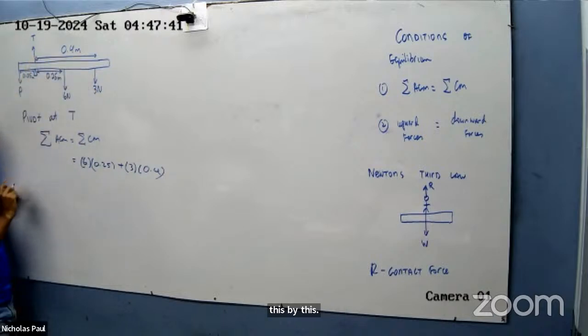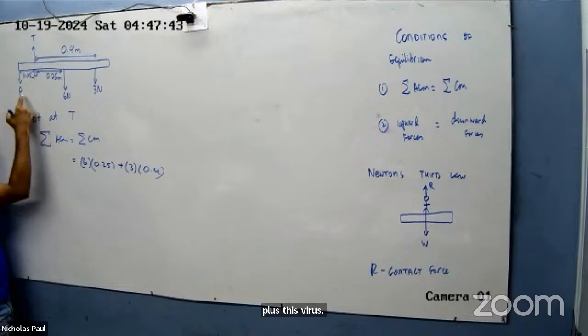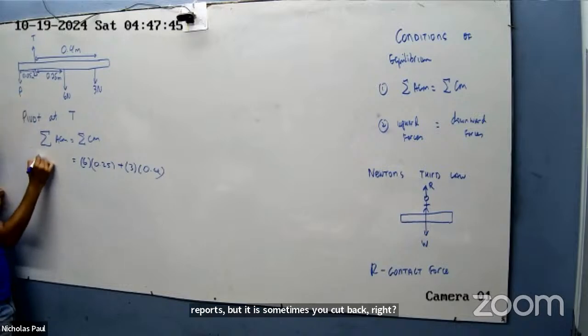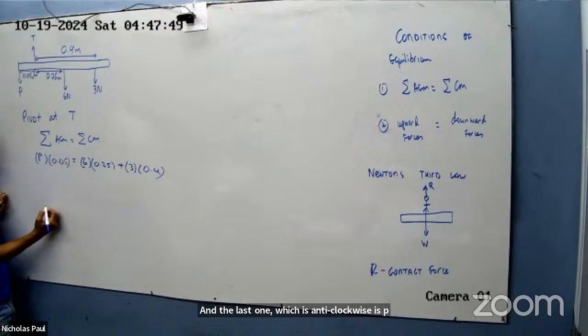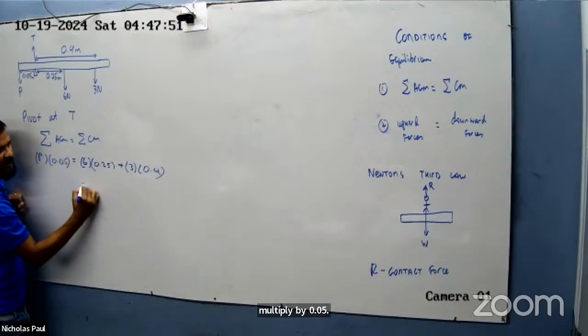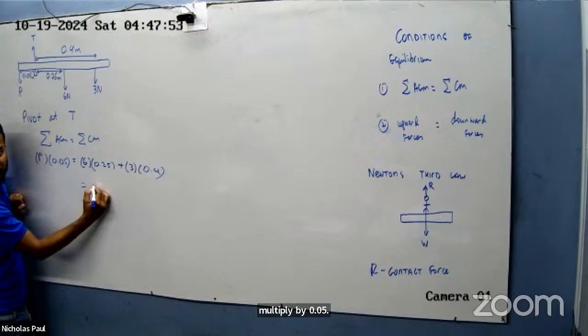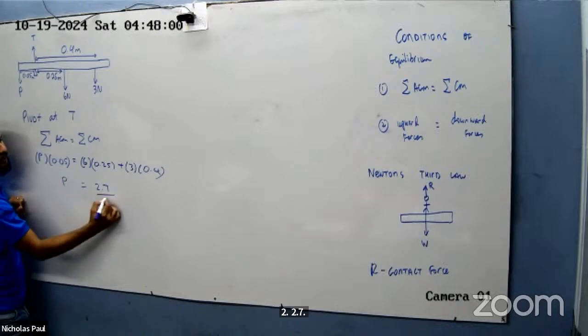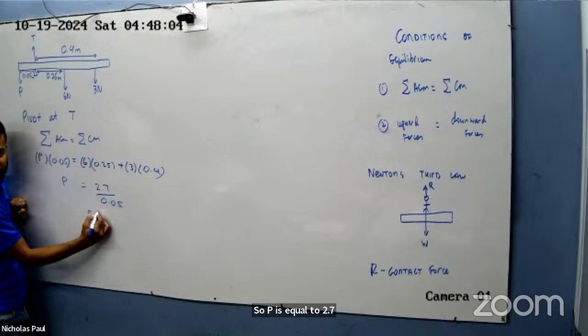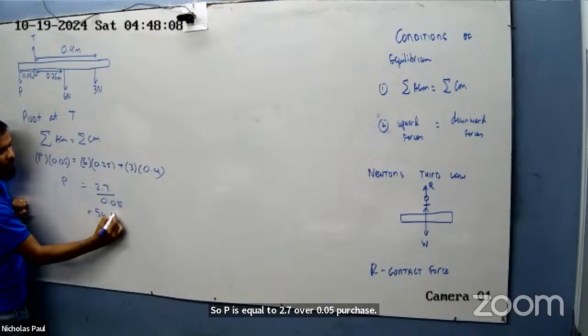We force by the distance from the pivot, right? And the last one, which is anti-clockwise, is P multiplied by 0.05. Right? Add this up. How much did you get? 2.7. So P is equal to 2.7 over 0.05, which is 54 newtons.